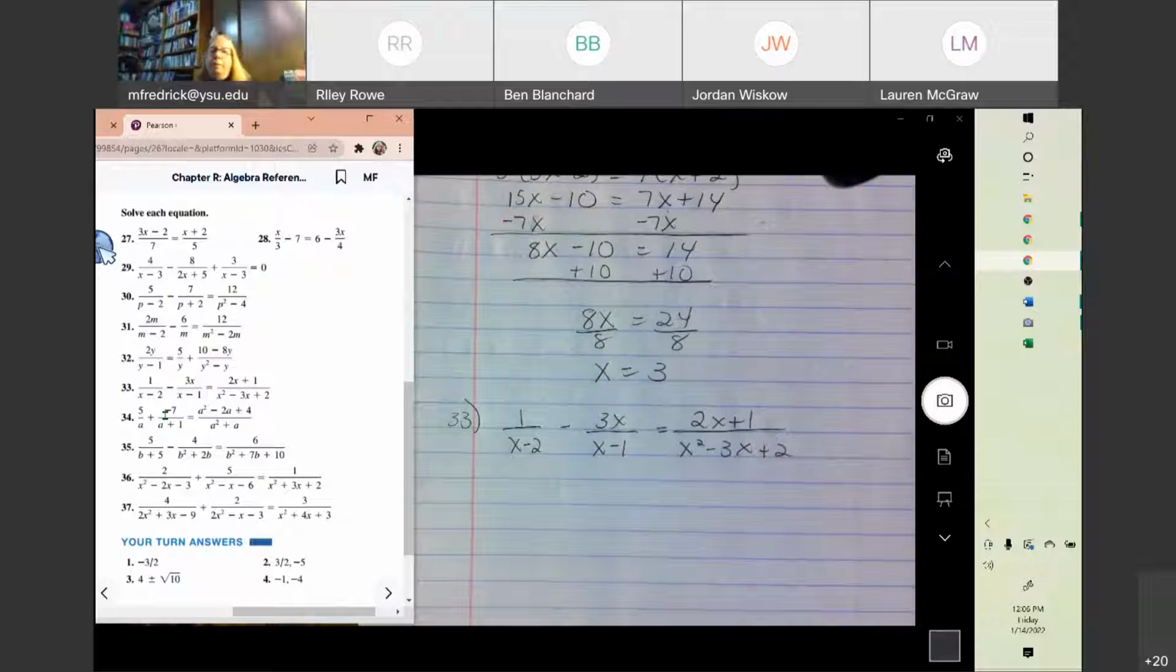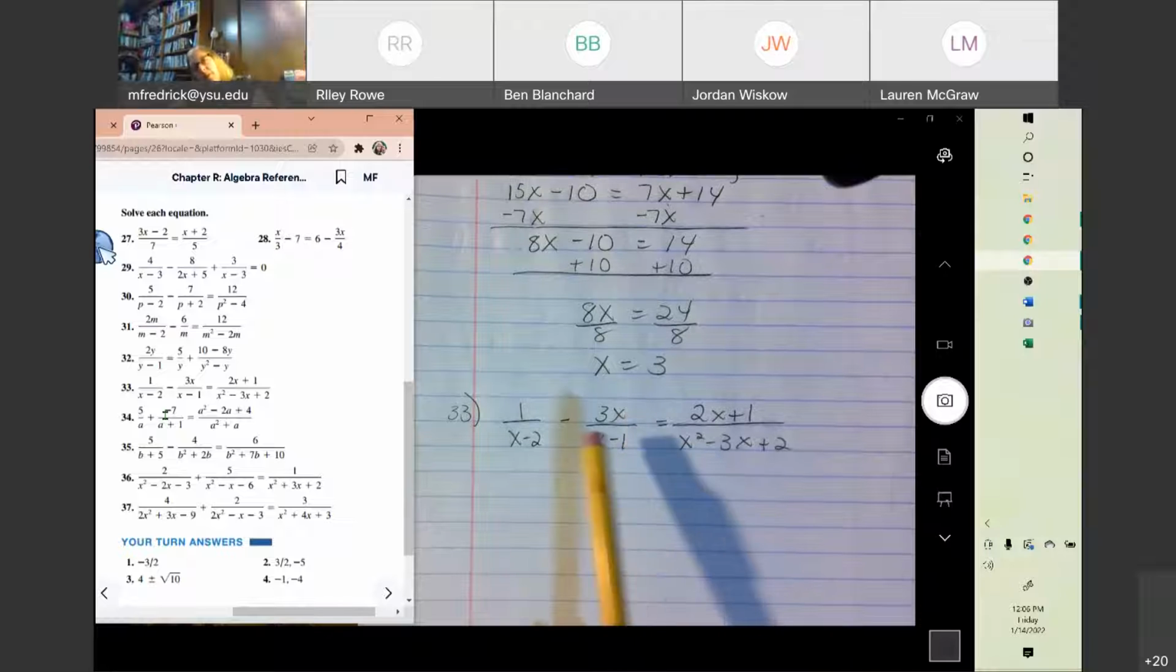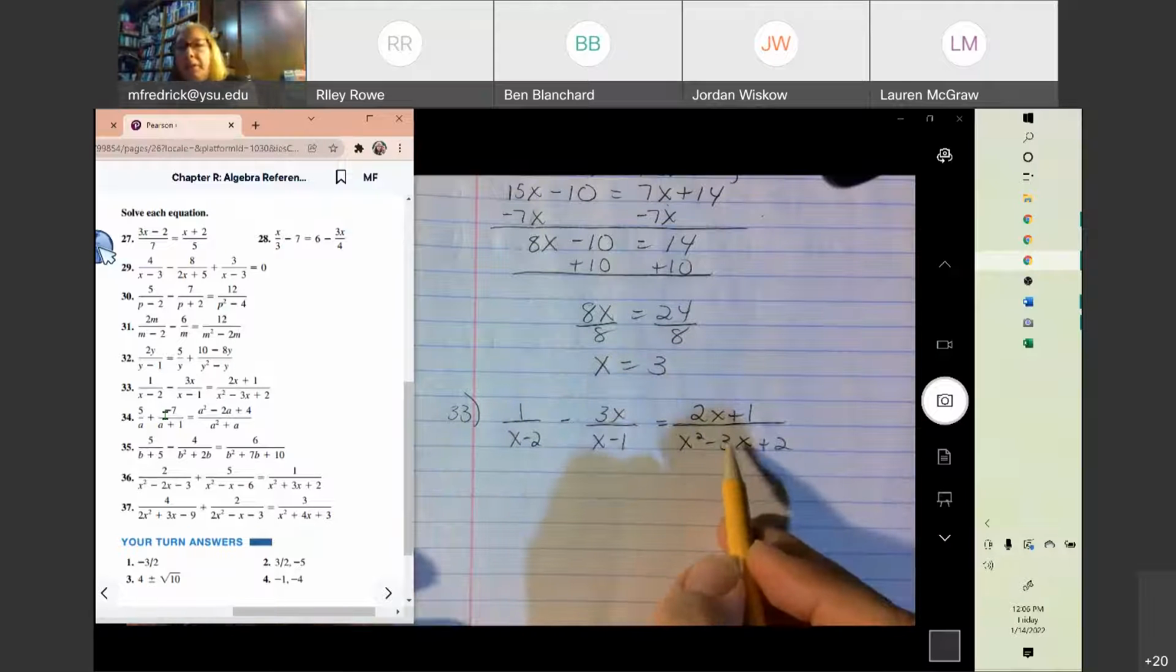Now, when you have fractions and you're trying to solve, you could get the same denominator and then combine the top. But when you have an equal sign, if you multiply through by what would be the common denominator, it gets rid of all the fractions. But in order to do that, we'd have to factor this first.